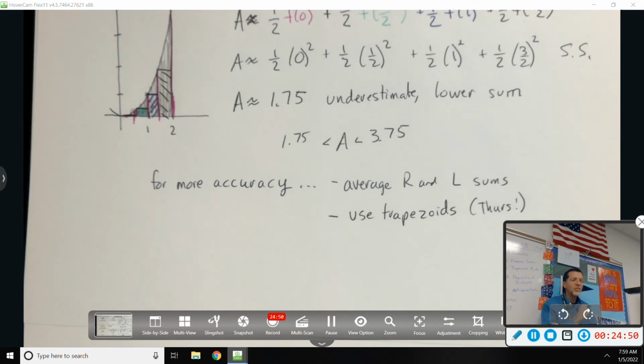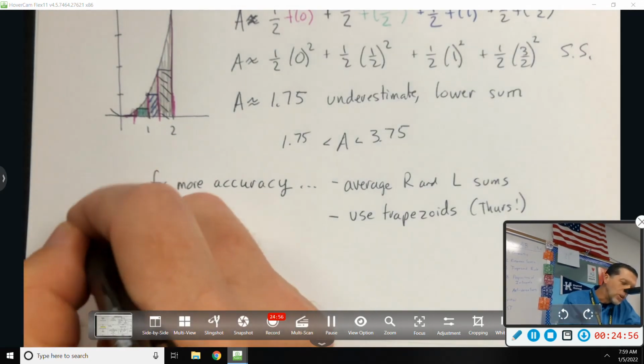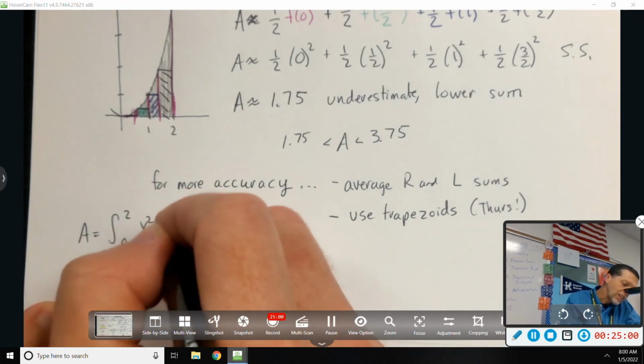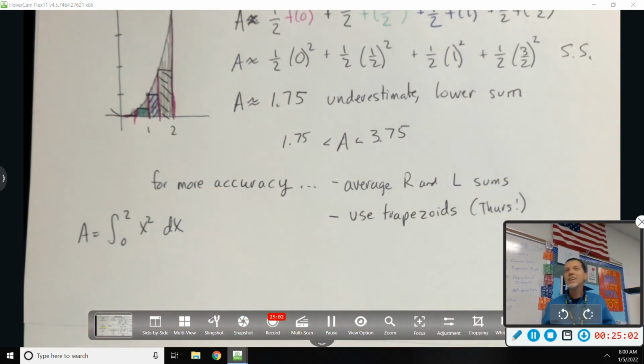So you could use the integral. If you like to be completely accurate, the area would equal the integral from 0 to 2 of x squared dx. That is true. That would be the accurate, exact answer. But we don't want the exact answer. We want a better estimate. Which, I don't know, that sounds weird. Like, why wouldn't you just take the exact answer?